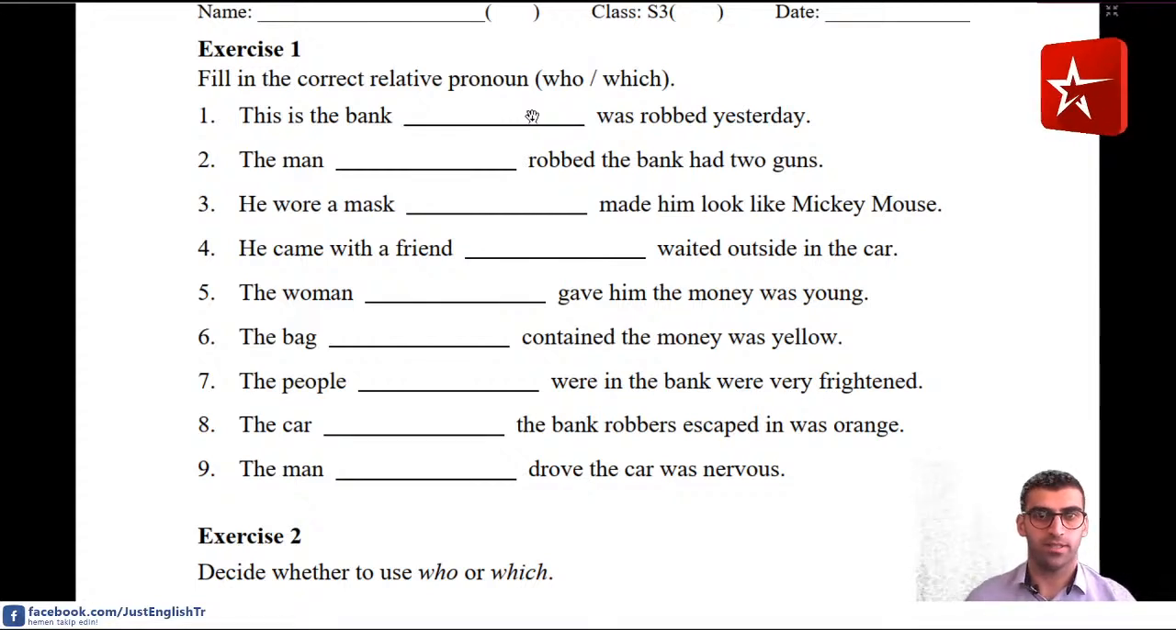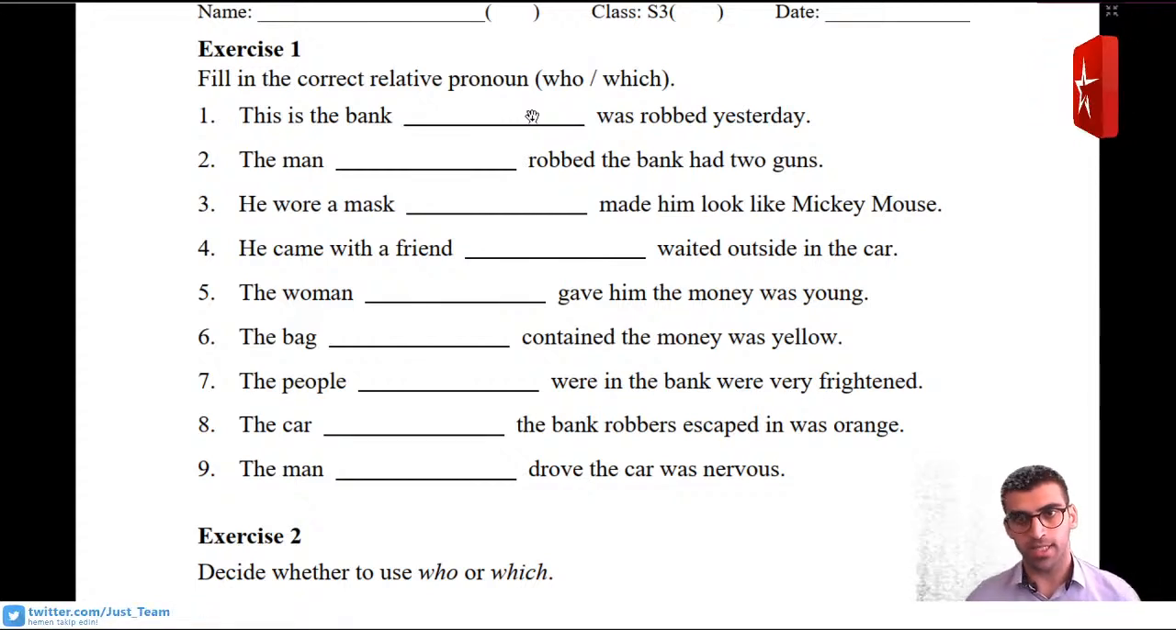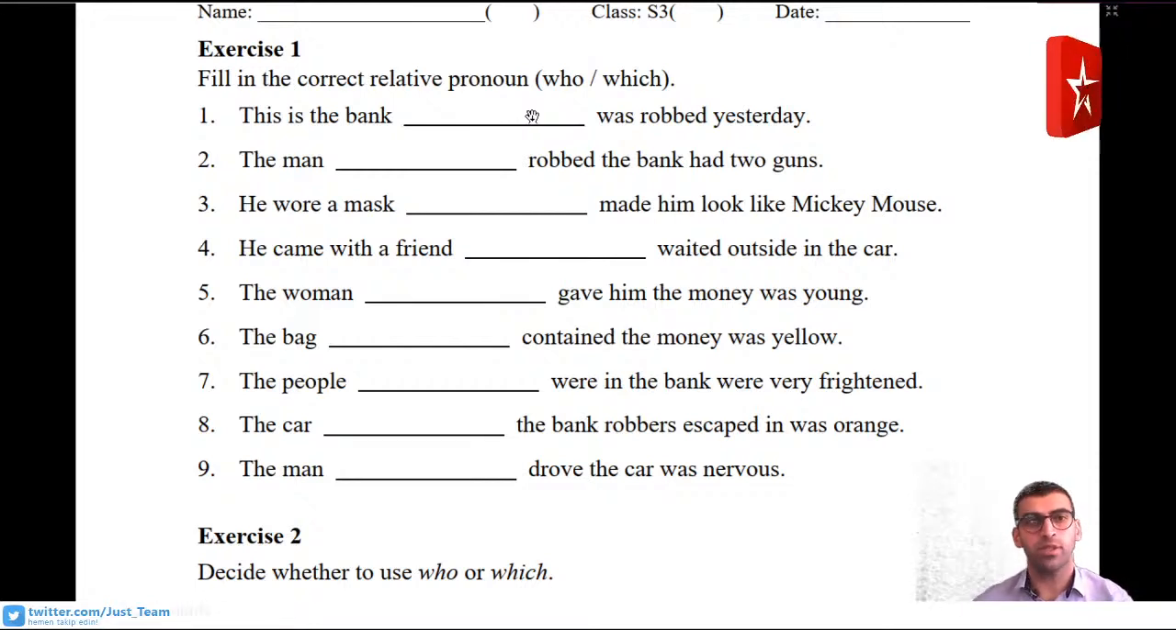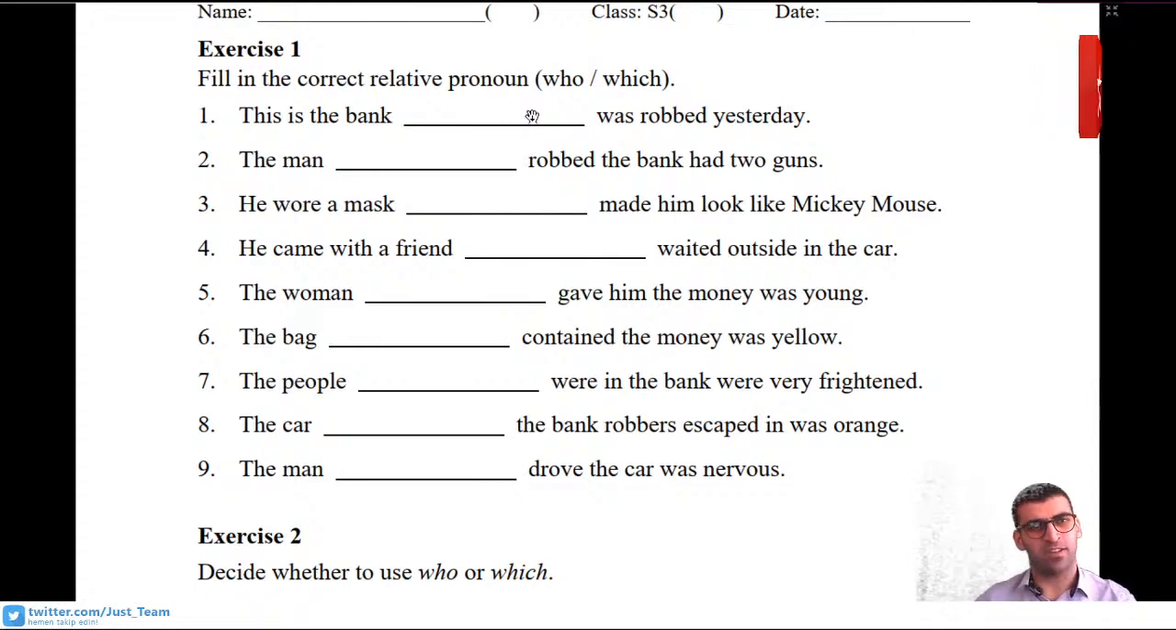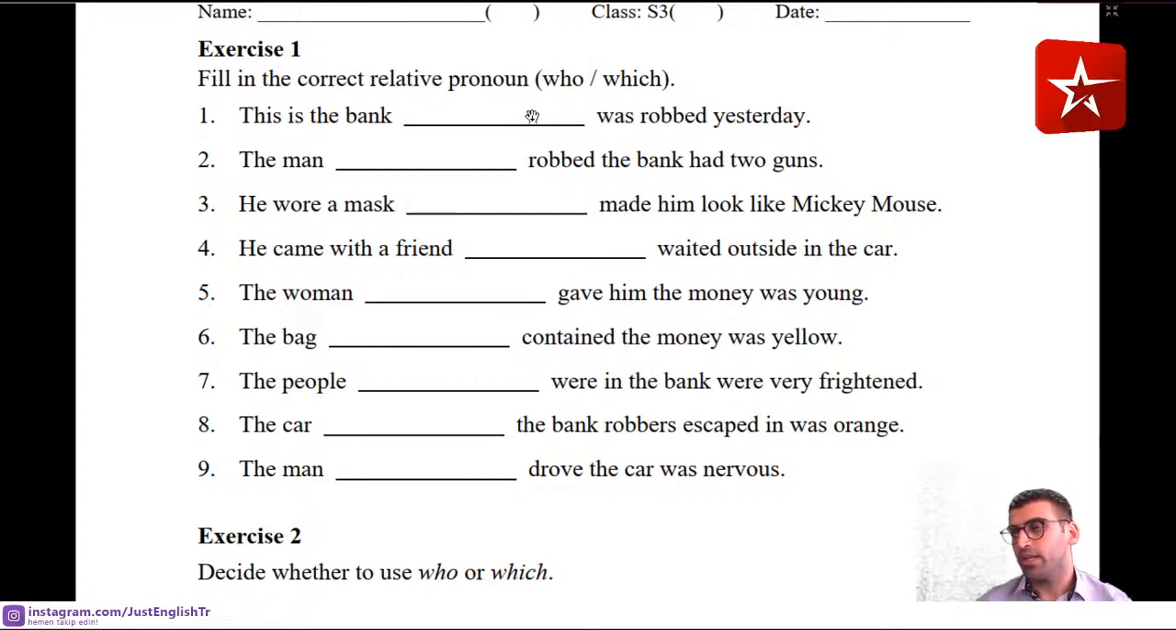He came with a friend, blah, blah, blah, waited outside in the car. What do we have to write for number 4? I think this one is a little bit easy for everyone, and I will change it to a more difficult exercise. We are intermediate level students, not elementary level, so we have to challenge ourselves here. Number 4: he came with a friend who waited outside in the car. Yes, guys, if you wrote who for number 4, that is the perfect and correct answer to this sentence. Number 4 is who.